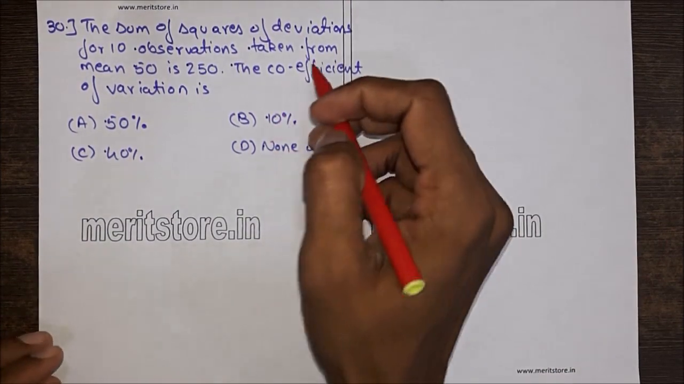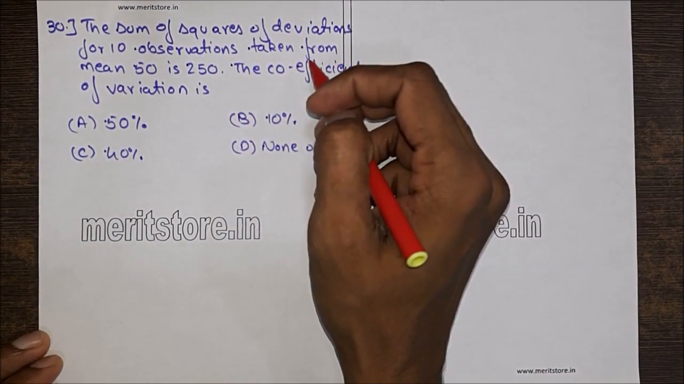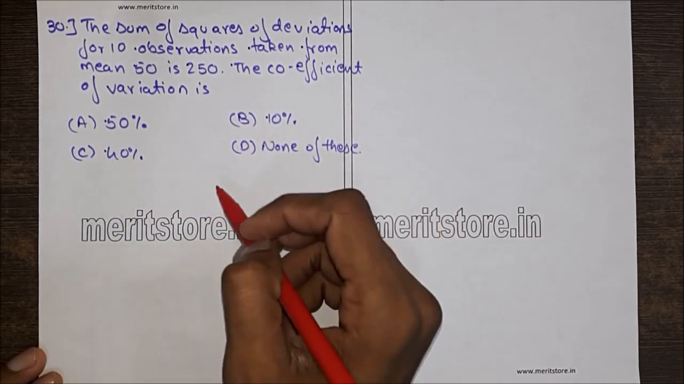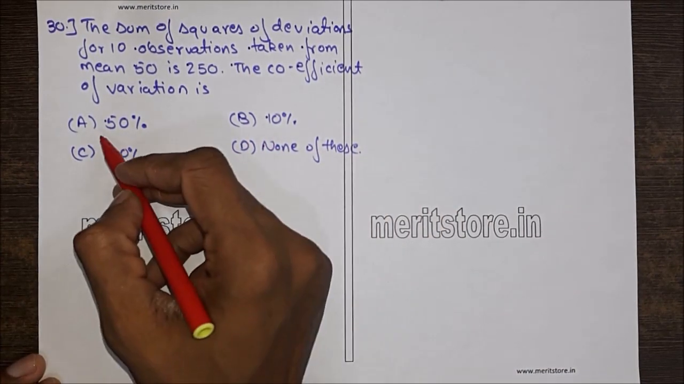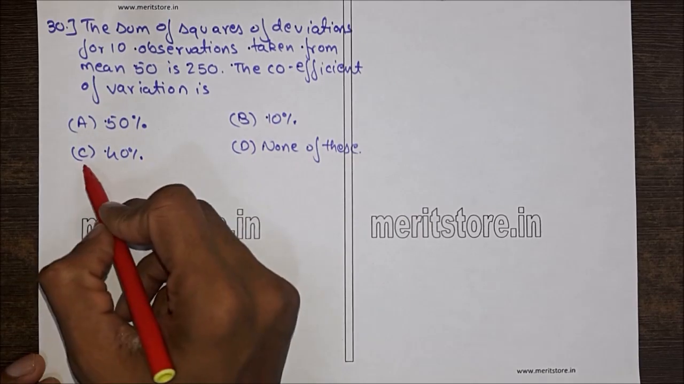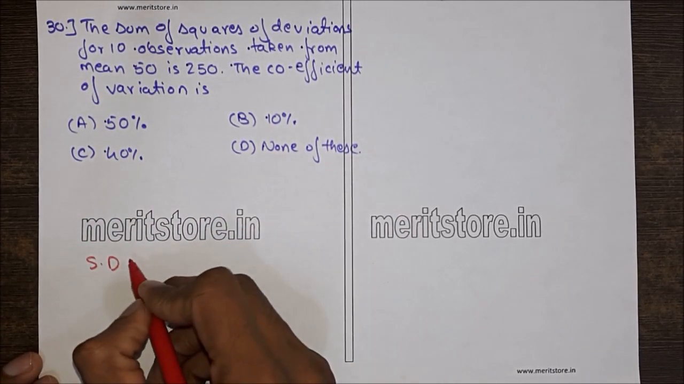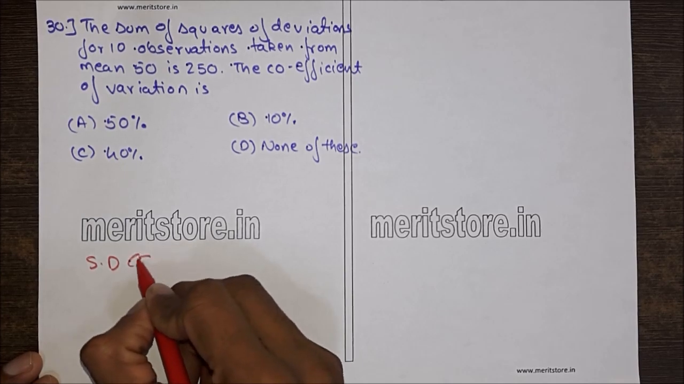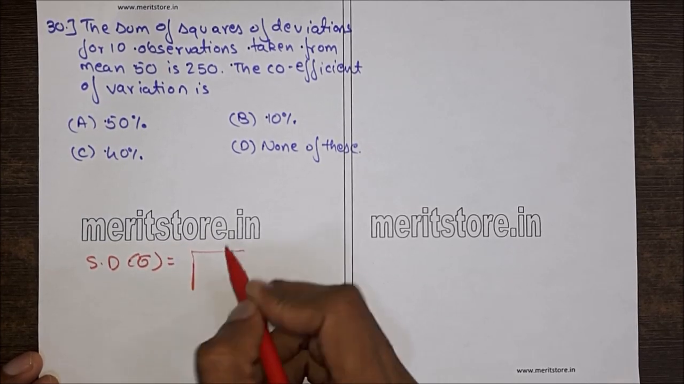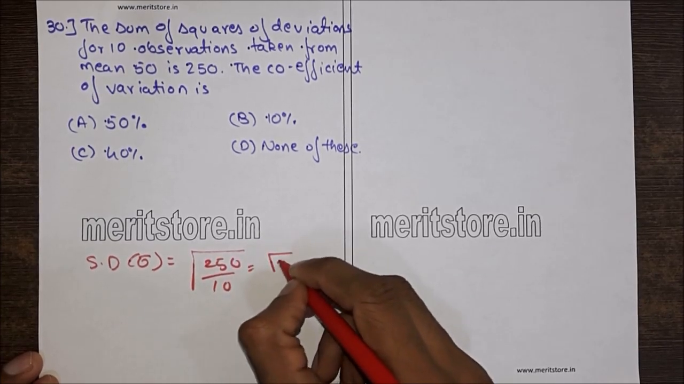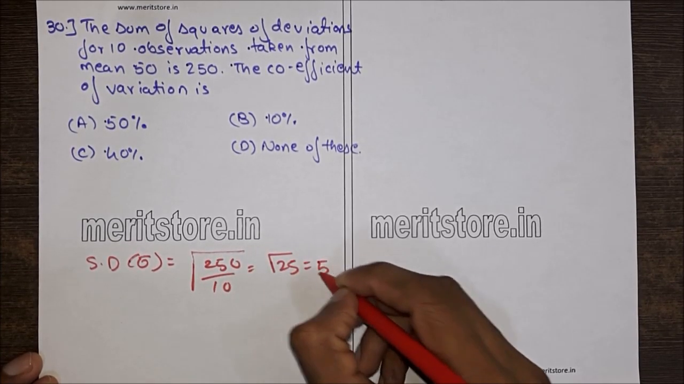Question 30. The sum of the square of deviations for 10 observations taken from the mean 50 is 250. The coefficient of variation is, we are given options in percentage, that is A 50%, B 10%, C 47%, and D none of these. So the standard deviation is given as sigma equal to under root of 250 divided by 10, which is equal to under root of 25, which we get as 5.